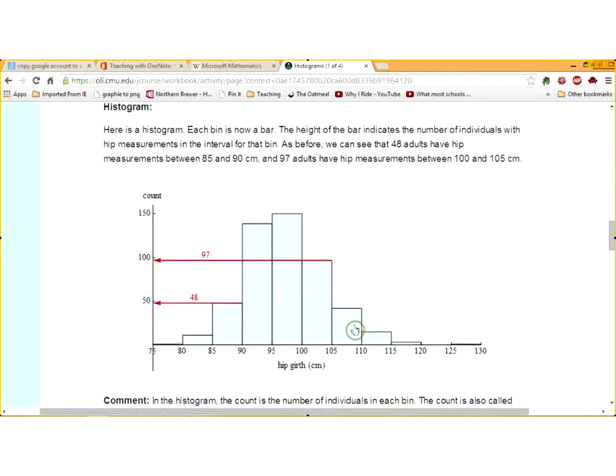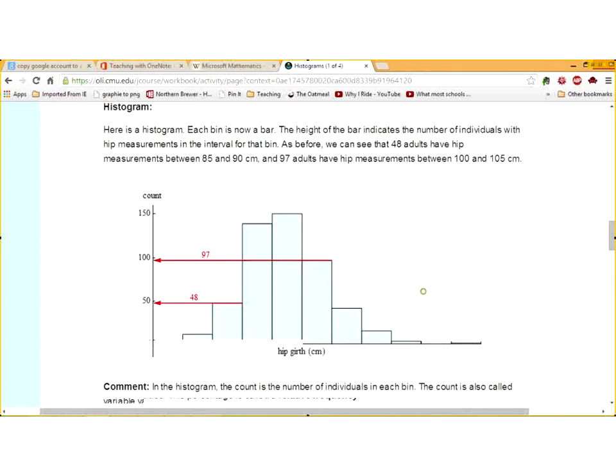So basically the height of each bar tells you how many individuals there were. In this case, there were 48 people in this sample who had hip girth of at least 85, but less than 90 centimeters. I said it specifically that way because the 85 is included in the 48, but someone with a hip girth of 90 centimeters would not be. So we got 48 people who had hip girth of 85 up to, but not including 90 centimeters. And then we had 97 people who had a hip girth between 100 and 105, not including 105 centimeters.